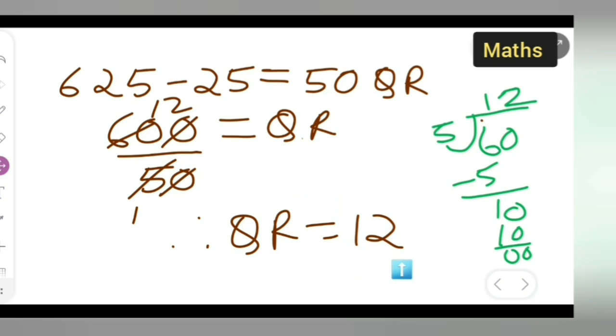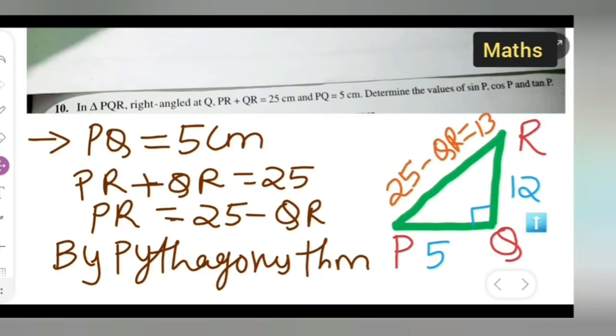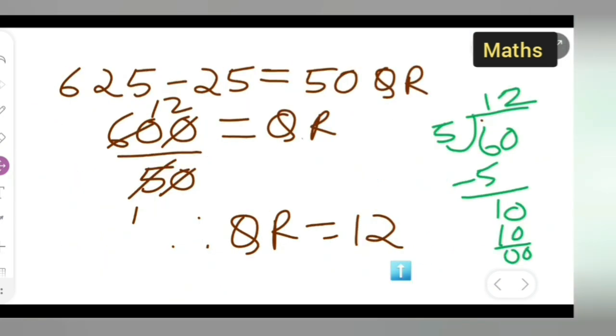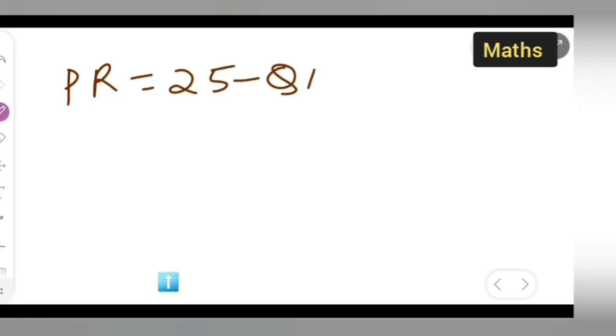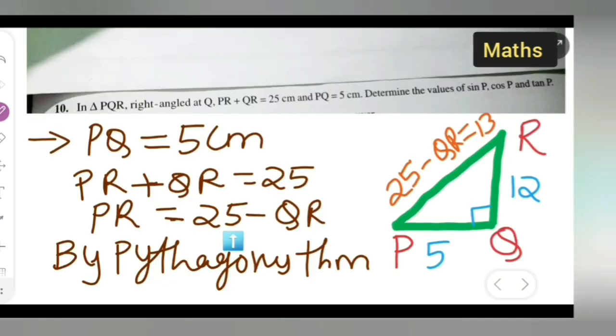Okay. Next, let us move towards the PR. Here what I have taken is PR is equal to 25 minus QR, right? So take down that. So let me use a fresh page and write down. PR is equal to 25 minus QR. Because see here, from this step I have taken it here.